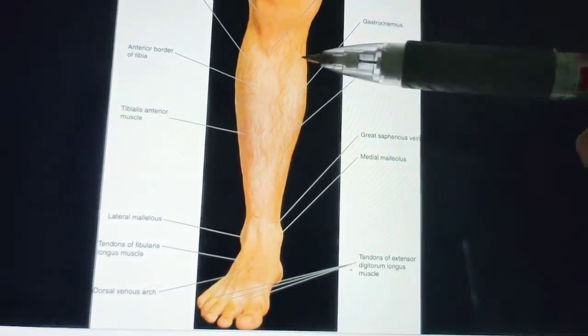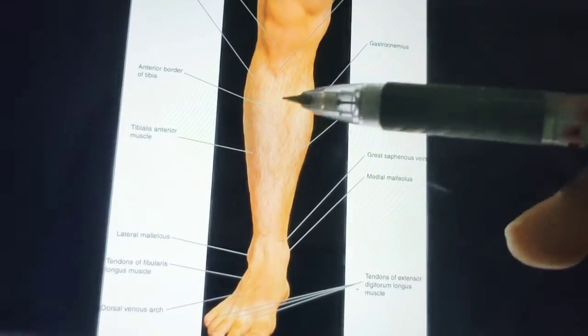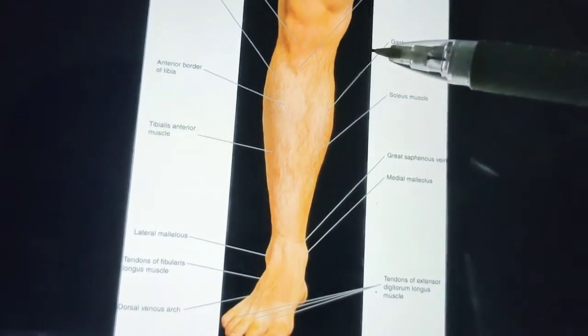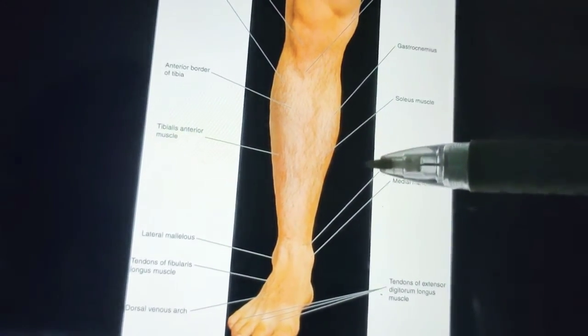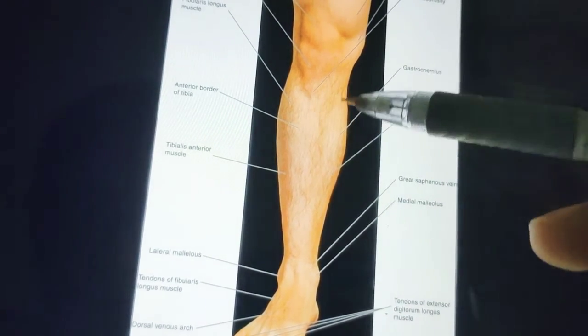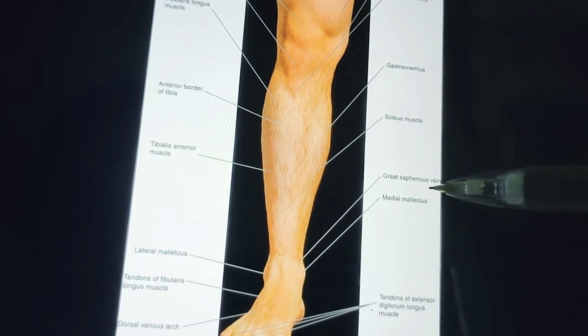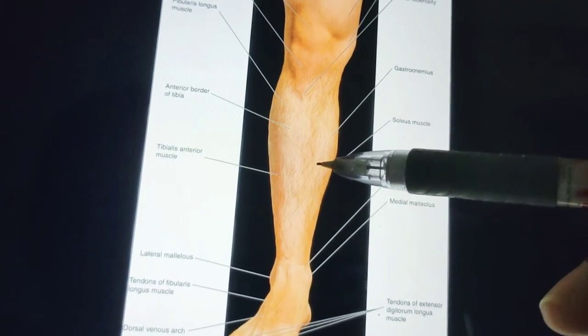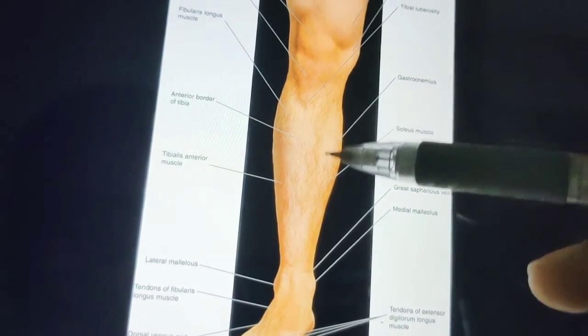Next, actually, the medial border of the tibia. The medial border of the tibia is palpable throughout its whole extent. The saphenous nerve and great saphenous vein run along it. So actually on this side, you can see here the great saphenous vein, from here it will start, and also the saphenous nerve will be running along it.